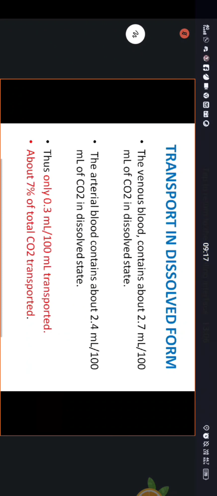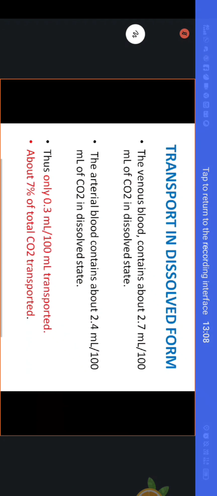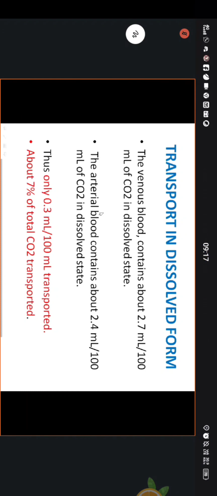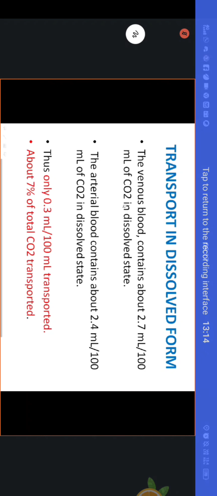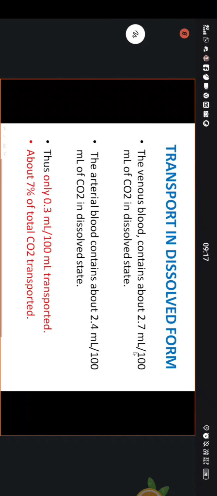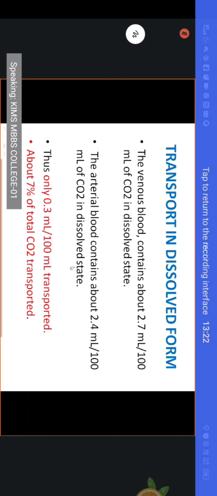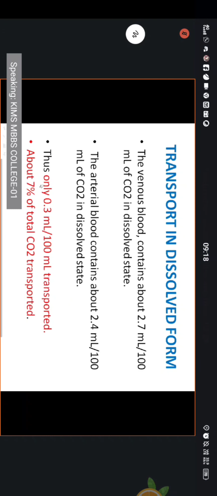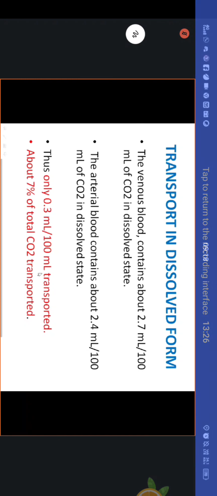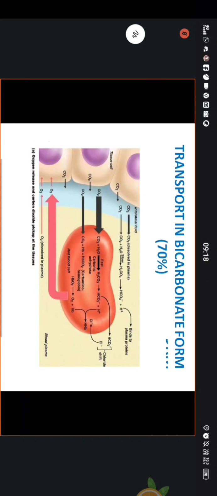Coming to transporting in dissolved form. Dissolved form means it is directly in plasma usually. So venous blood, as I told earlier, has about 2.7 ml per 100 ml, whereas the arterial blood has 2.4 ml per 100 ml. So the net amount transported in dissolved form is only 0.3 ml per 100 ml.